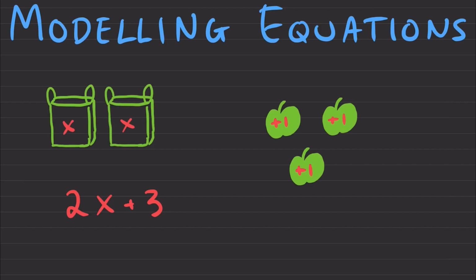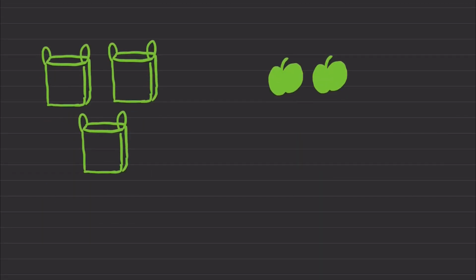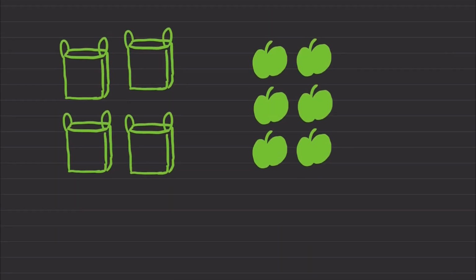Let's try a couple more examples. Here you can see that we've got 3 bags and 2 apples. So this would be x, x, and x. When you add those up, I will have 3x over here, and you can see that we've got 2 apples. Another example, we've got 4x over here. So 4 bags, 4x, and we've got 6 apples that we can see. So 4x + 6.